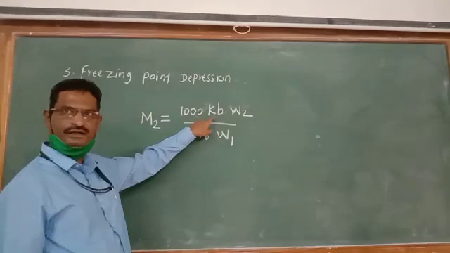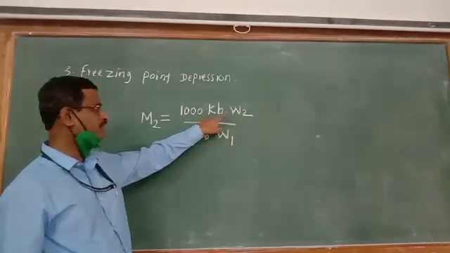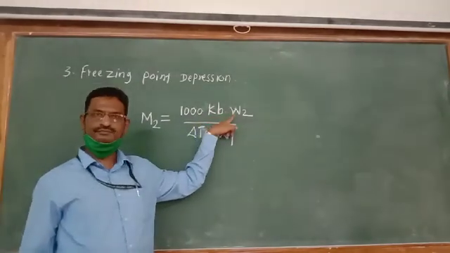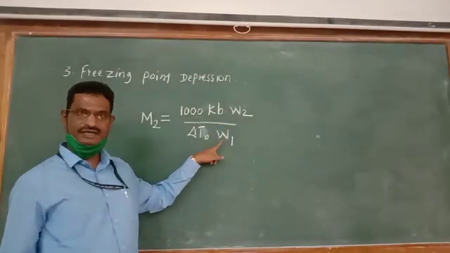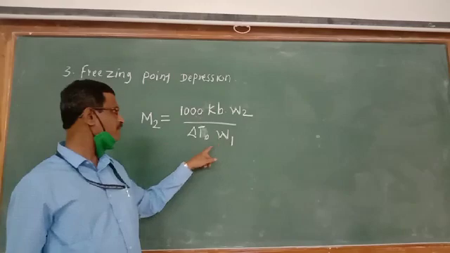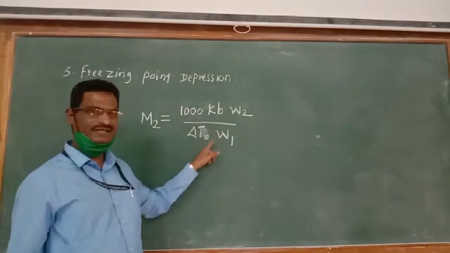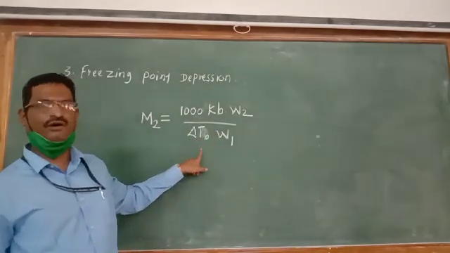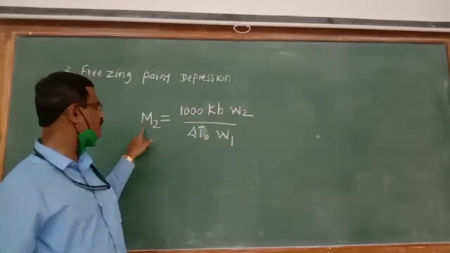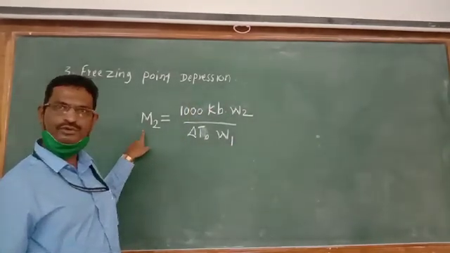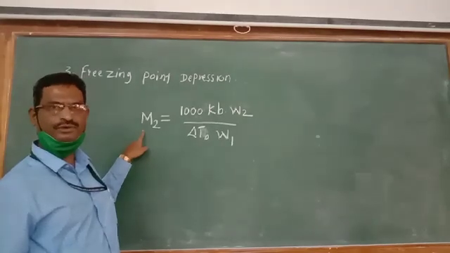elevation in boiling point constant. W2 is the mass of solute in gram, W1 is the mass of solvent in gram, and delta Tb is known as elevation of boiling point. So using this equation we can calculate M2, where M2 is the molar mass of solute.